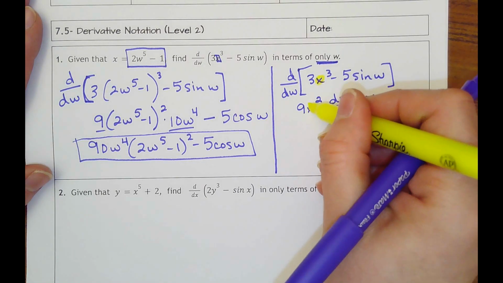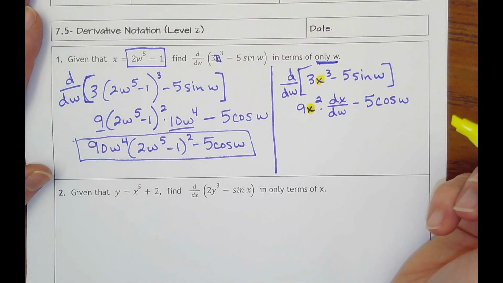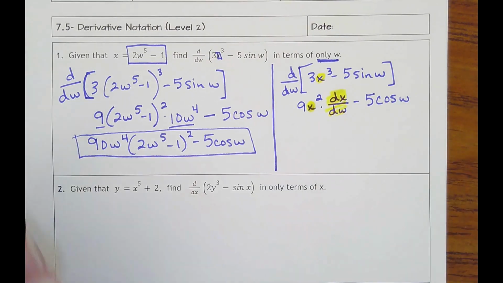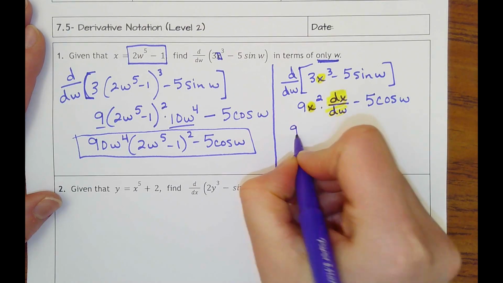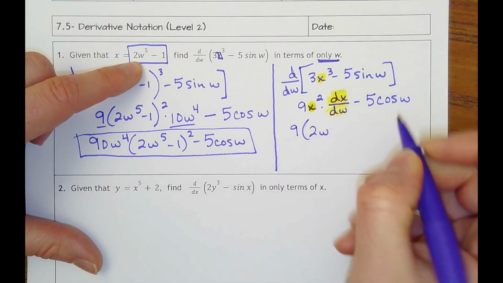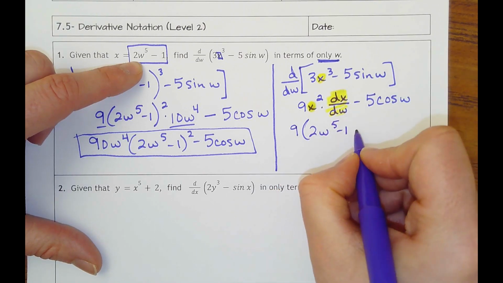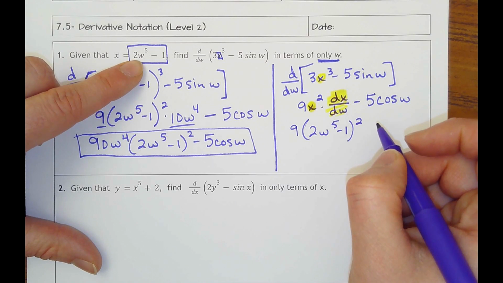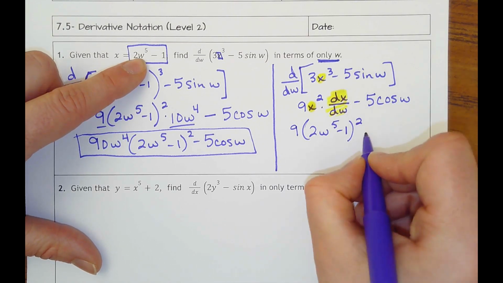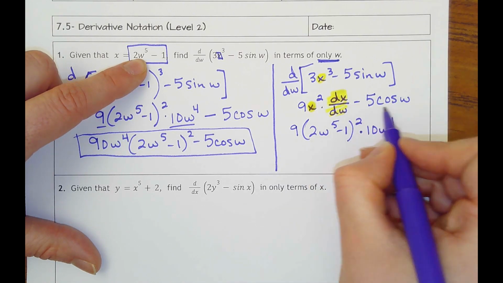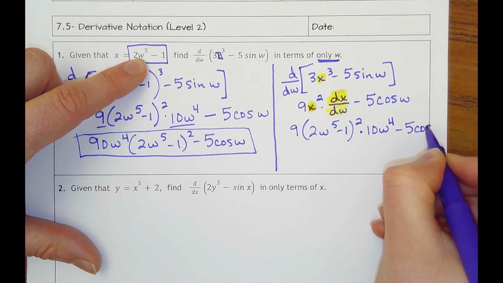And so we need to replace, first of all, x here, and I have to have the derivative to plug in there. So I would have 9 times 2w to the fifth minus 1 quantity squared times the derivative of this, which is 10w to the fourth, and then keep going, minus 5 cosine of w.